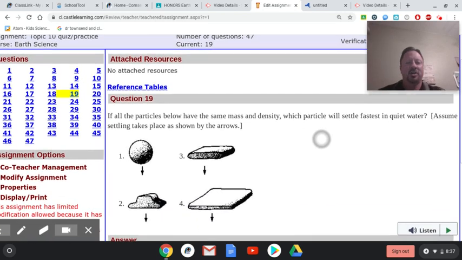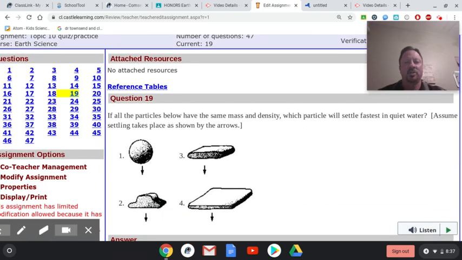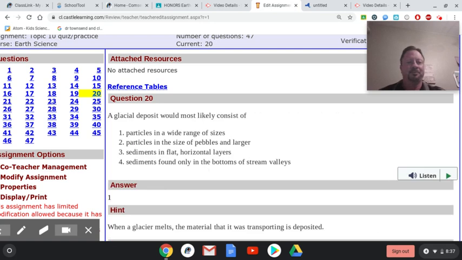If the particles below have the same mass and density, which particle will settle the fastest? Size, shape, and density. The roundest shape would settle first. So that'd be answer 1.